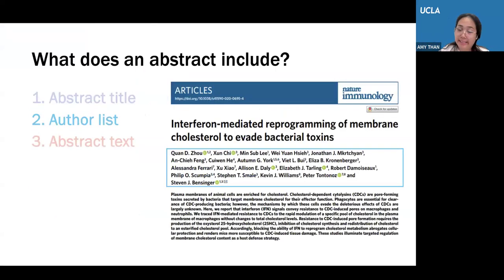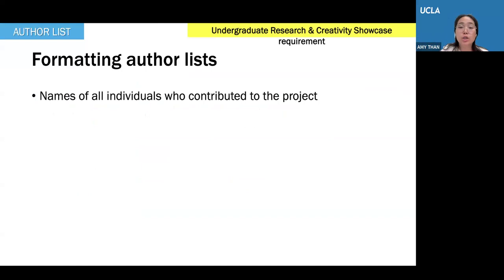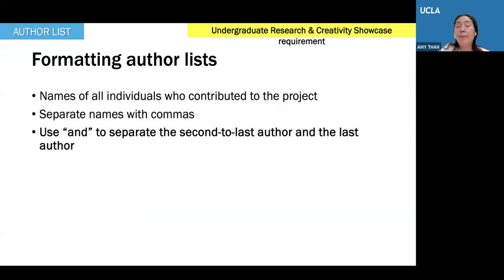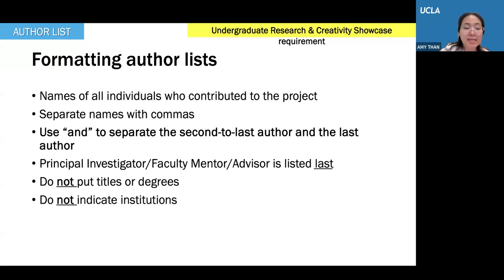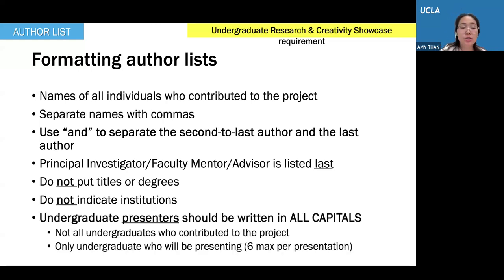Okay, so a little bit more details about the author list. Include everyone that's contributed, separate the names by commas. You want to use and to separate the second to last author and the last author, which should be the lead research mentor. That is the principal investigator, the faculty mentor, or the advisor. Do not put any titles or degrees such as PhD, doctor. You should leave that out. Just use their first and last name, maybe middle name if they have that. Do not indicate any institutions.